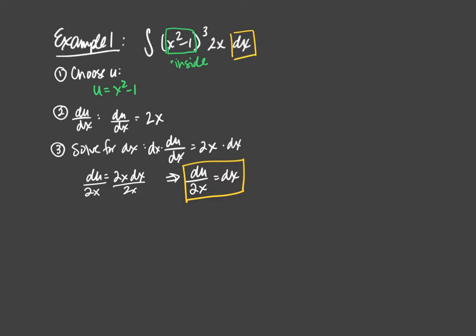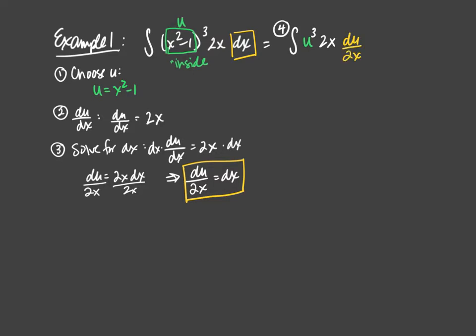So step 4 is the substitution step. So that's what's going to happen up here. This is step 4. So anything that has a box around it is going to get replaced. X squared minus 1, this is what I chose for U. So that's going to be U, but it's raised to the 3rd power. The 2x does not have a box around it, so it stays. And then dx has a yellow box around it, so it gets replaced by du over 2x.